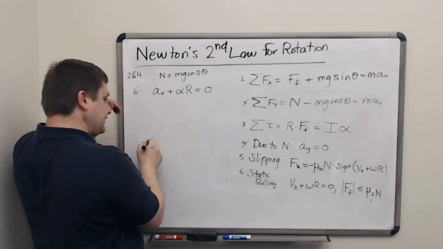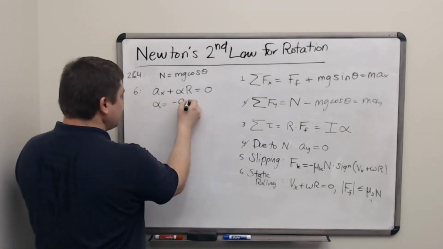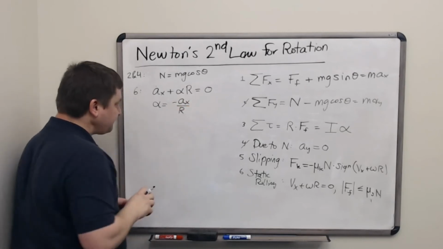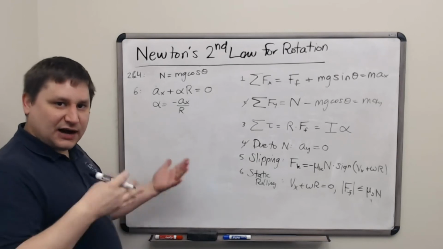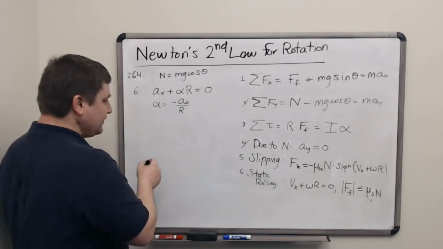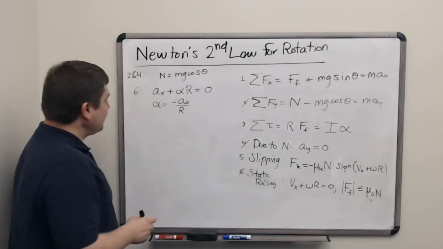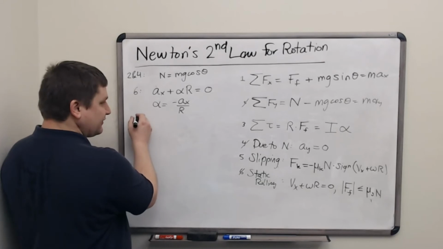So here from equation 6, we see that alpha is equal to negative ax over r. That's that negative sign we expected, right, for counterclockwise versus clockwise rolling. Okay, so we've used up equation 6 there under the case of static rolling. Now we'll put this in equation 3.